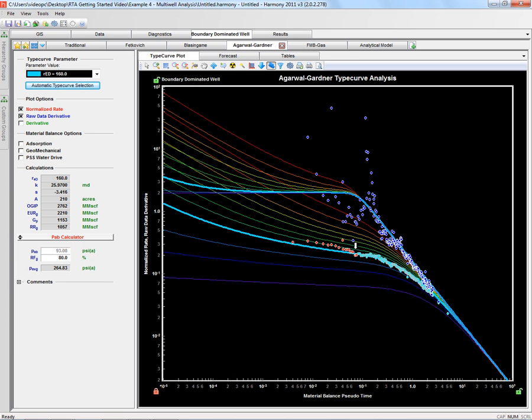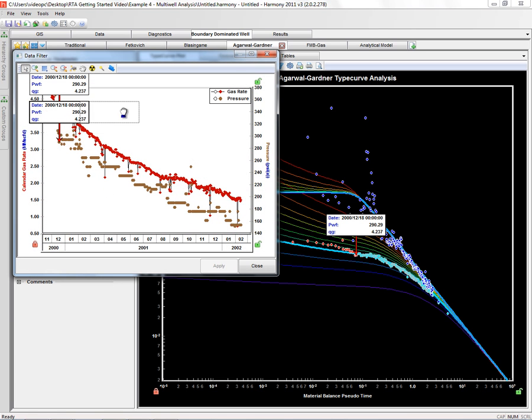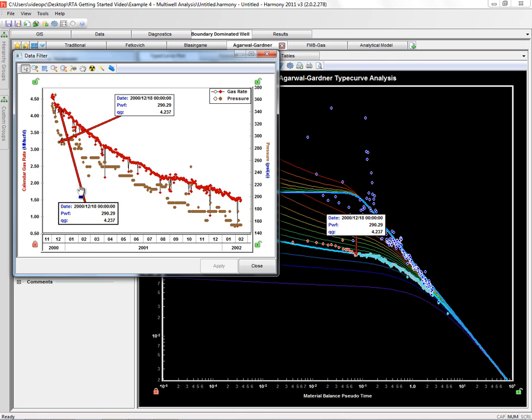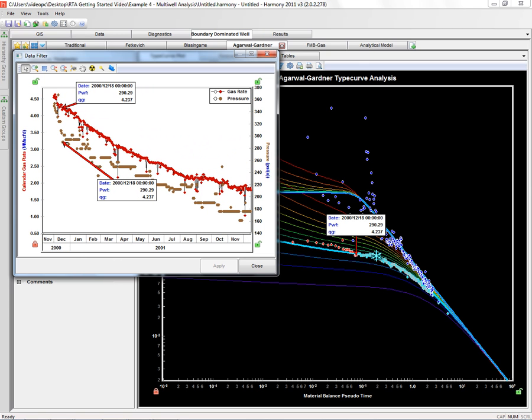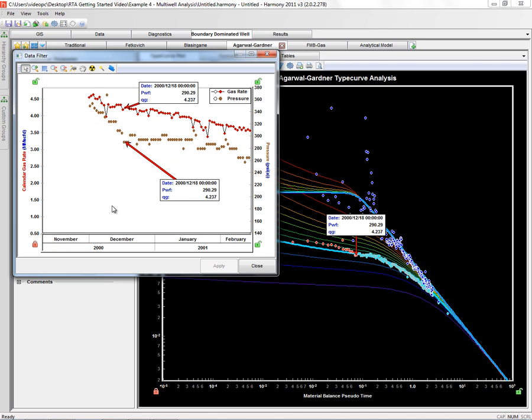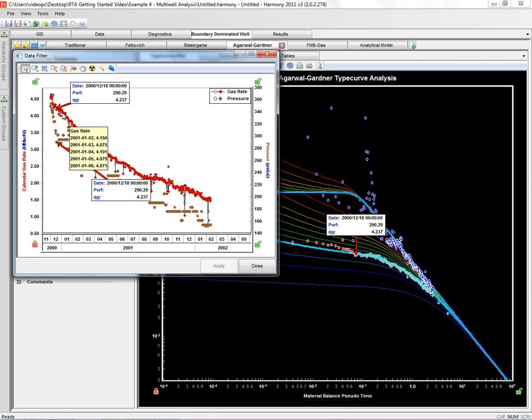We'll put an arrow on here, and the arrow will indicate the point at which we've transitioned from transient flow to boundary dominated flow. We can also show this on a regular linear plot of production data versus time and pressure data versus time. And we can see very clearly from this plot that there's only a very small amount of transient data, probably less than a month, before this well goes into boundary dominated flow. This is all boundary dominated flow after this point in time.